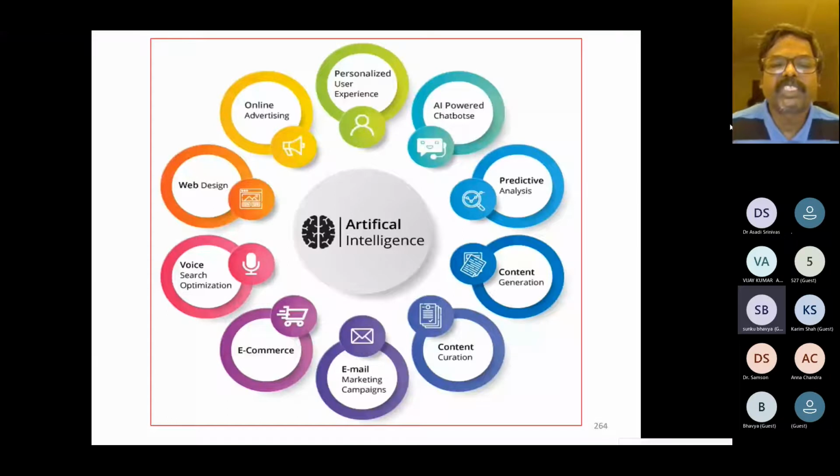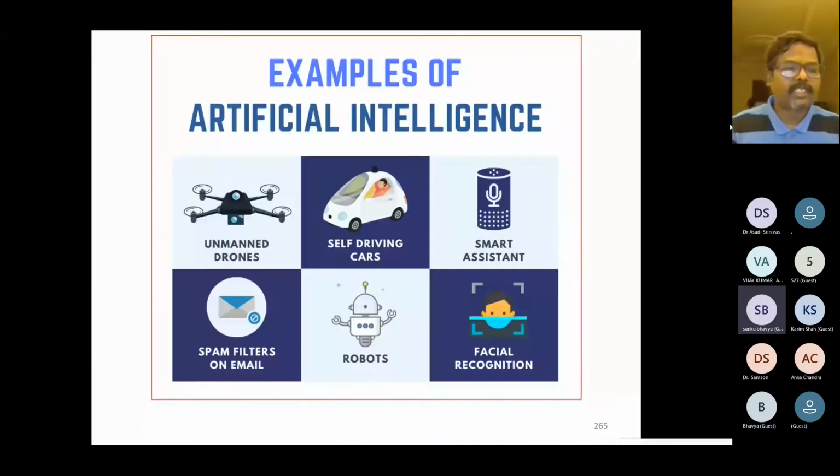Examples of artificial intelligence: unmanned drones, so these are the examples like self-driving cars, smart business, and spam filters, robots, facial recognition. These are the examples of artificial intelligence.